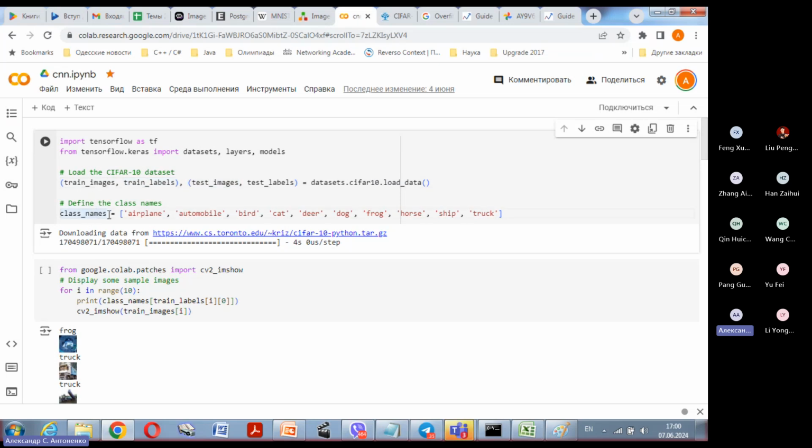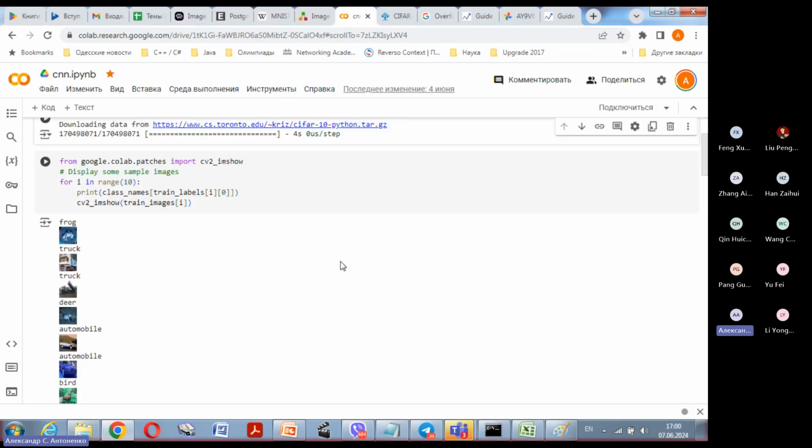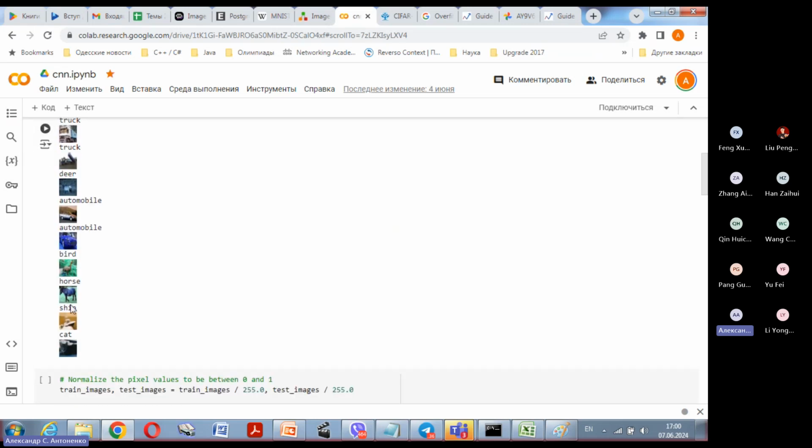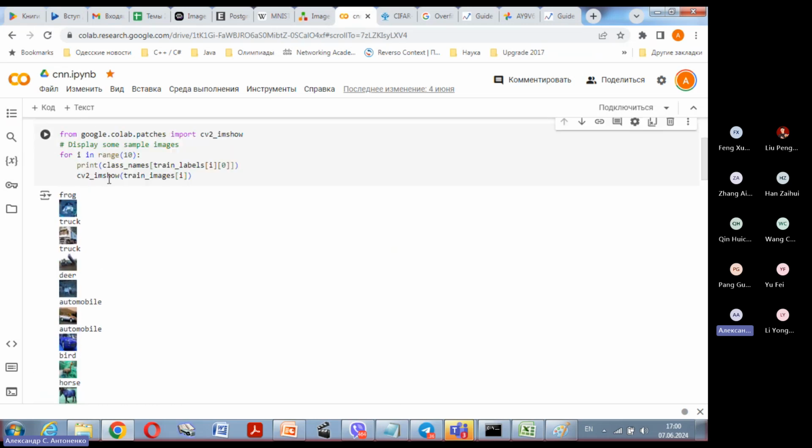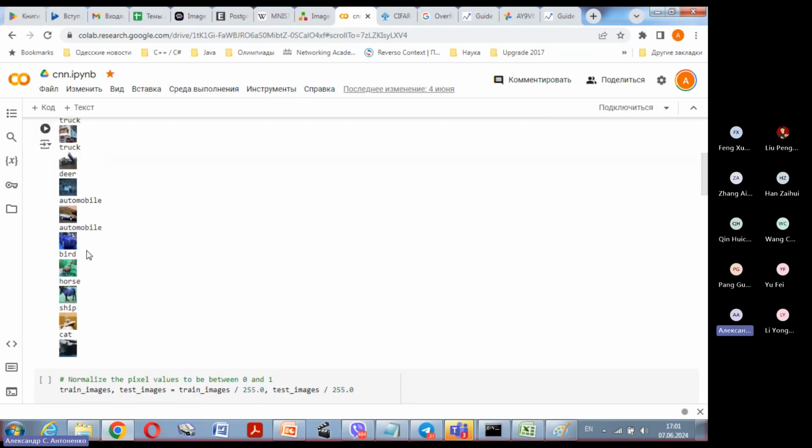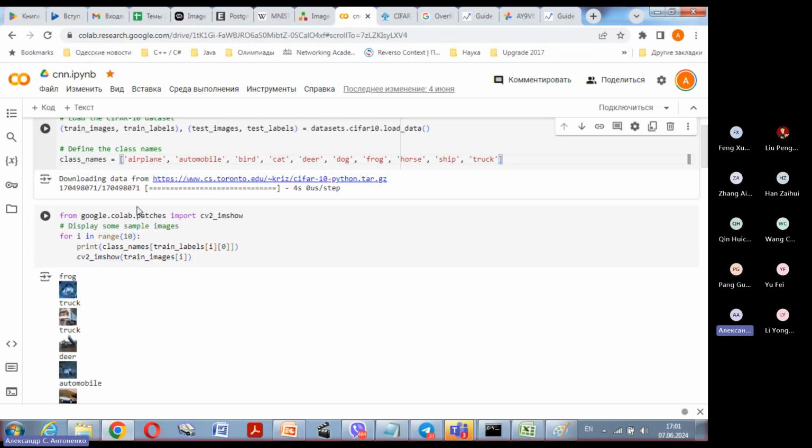Then I use class names. For example, this is the fixed list of class names: airplane, automobile, bird, cat, deer, dog, frog, horse, ship, truck. Then I simply want to show these images. I can use OpenCV, but if you use a Python notebook, you can use cv2 imshow, but in Google Colab it doesn't work.